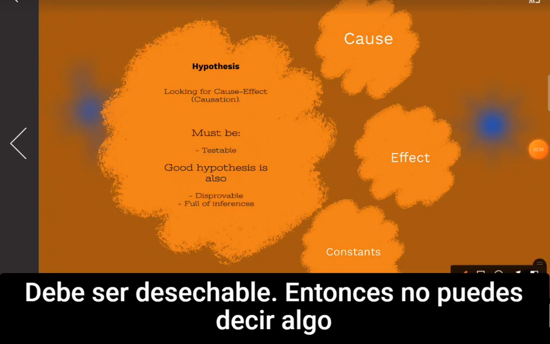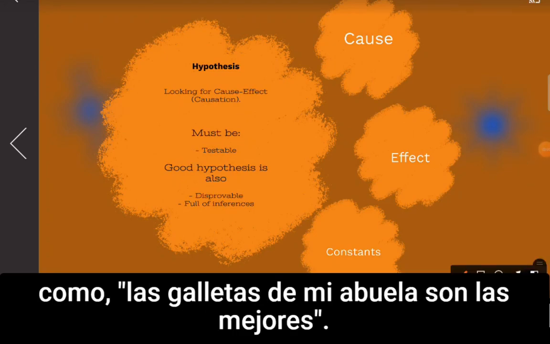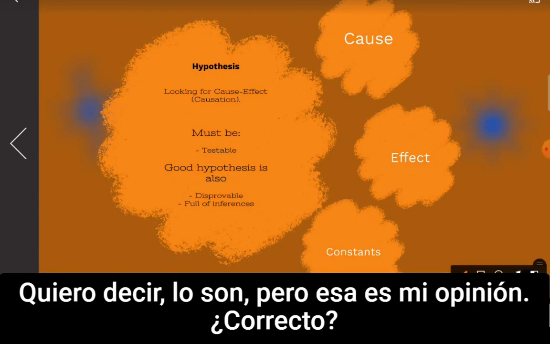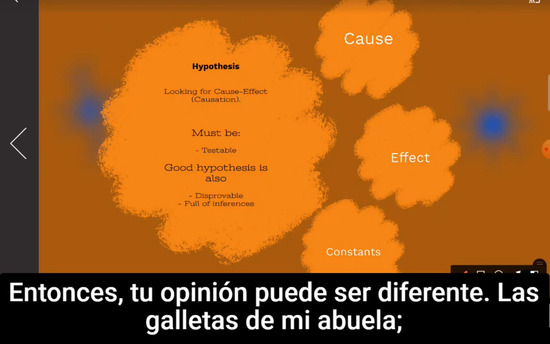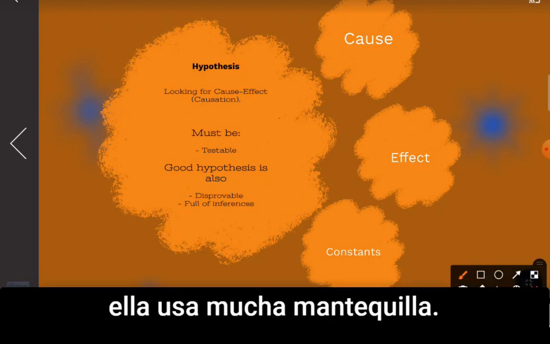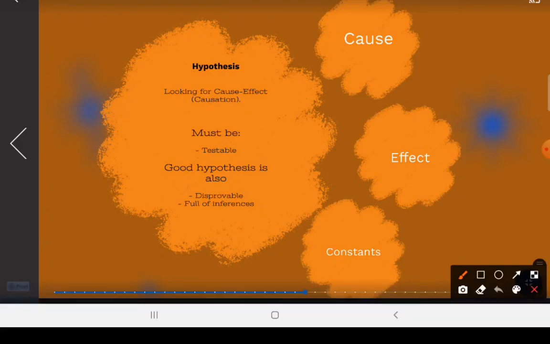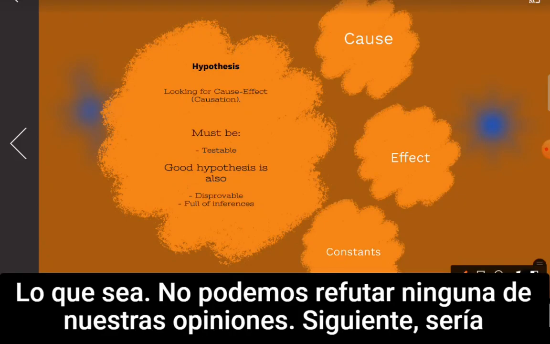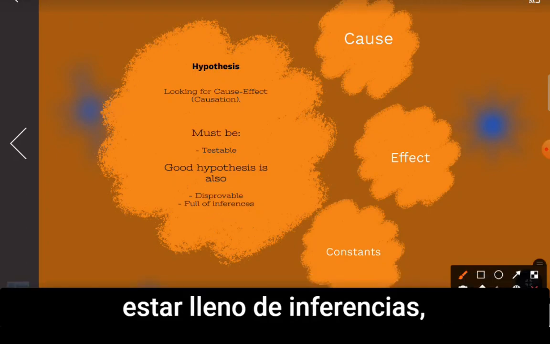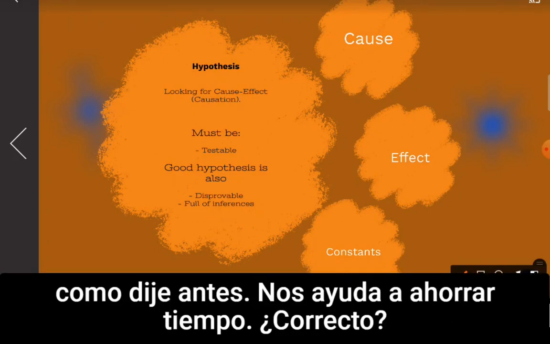So you can't say something like, my grandmom's cookies are the best. I mean, they are, but that's my opinion, right? So your opinion might be different. My grandmom's cookies, she uses a lot of butter. They're really thin and chewy. I think that's the best. You might prefer fluffy cookies. Whatever. We can't disprove either of our opinions. Next would be full of inferences, like I said before. Helps us to save time, right?